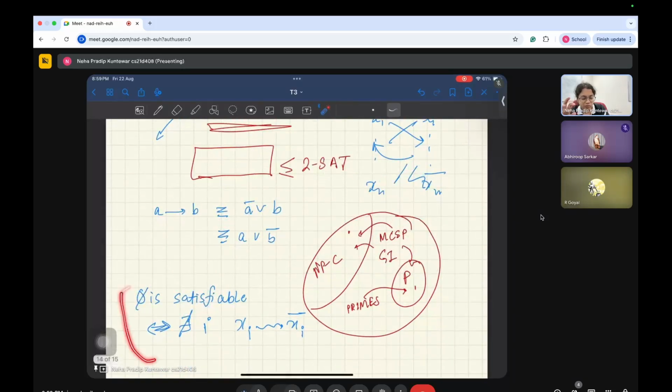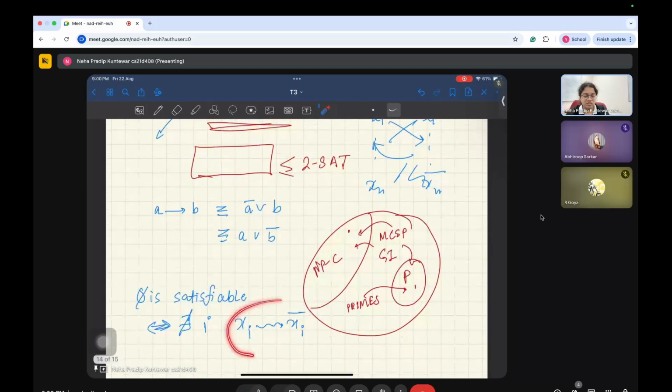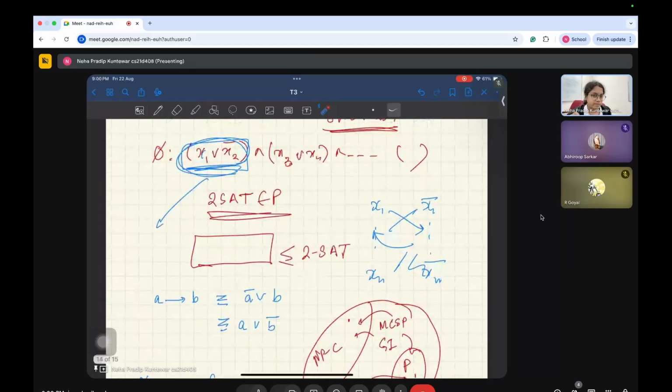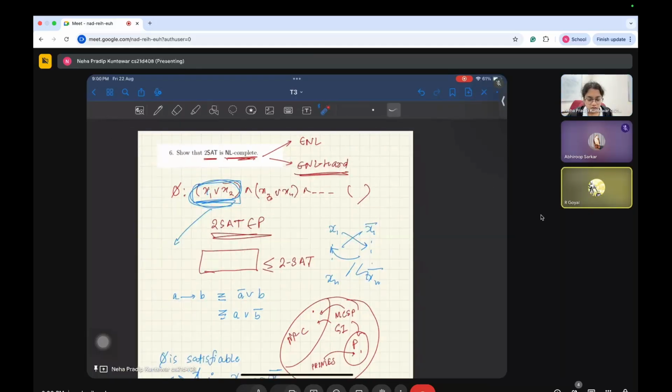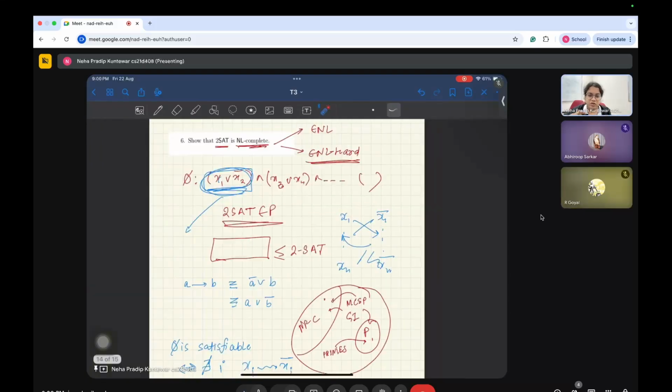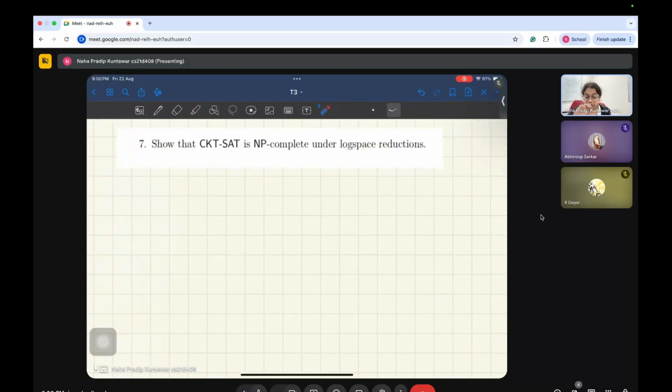So assuming you're convinced that this is true, the only thing we need to do is use the reachability test here, which we know is NL complete. Okay, so it was just a quick observation. Similarly, this circuit SAT problem.